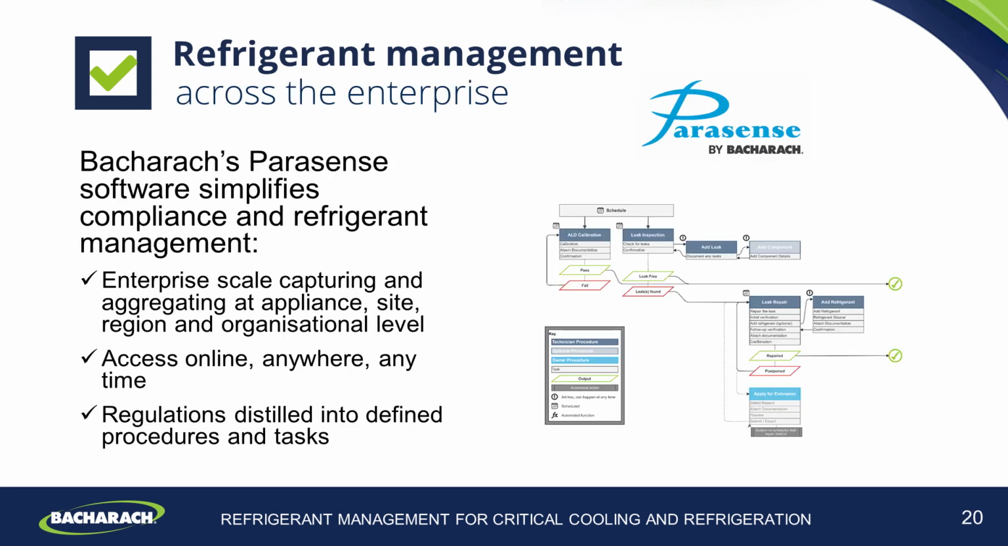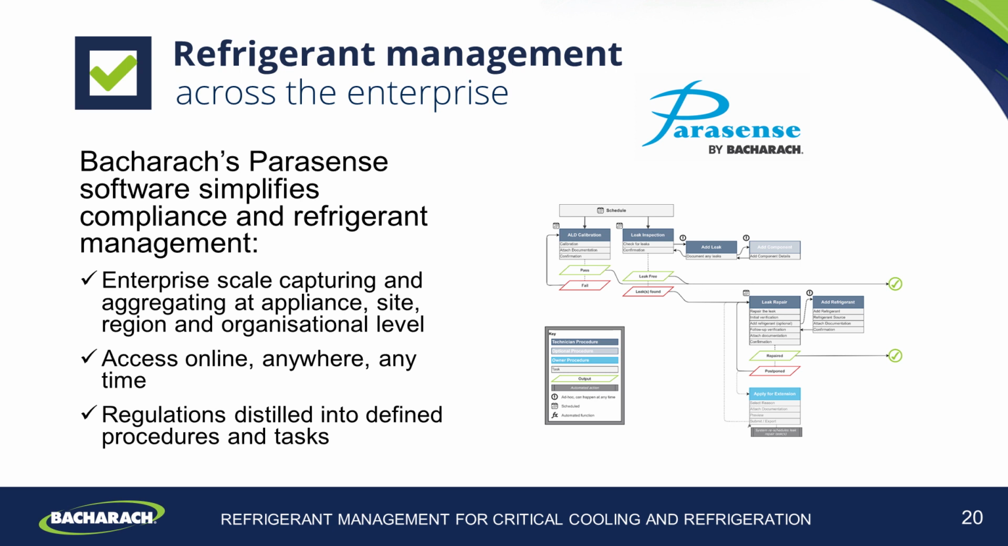And to really simplify compliance with EPA 608, we also offer the Parasense platform, which Adam will go into a bit more detail on. Thanks, Tony. The Parasense platform is designed to simplify compliance and support your refrigerant management strategy to reduce your refrigerant consumption and costs across your enterprise. It's available online, so technicians and equipment owners can access it to make and review records, analyze and report refrigerant usage, and of course your compliance status.